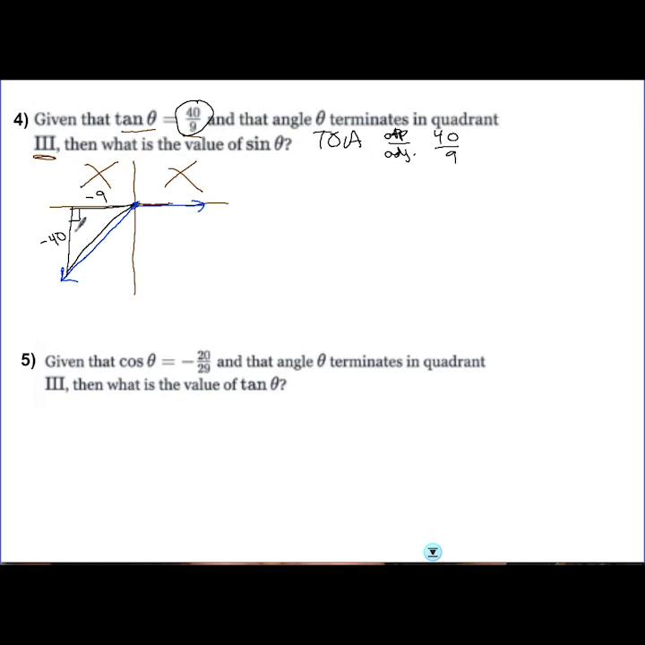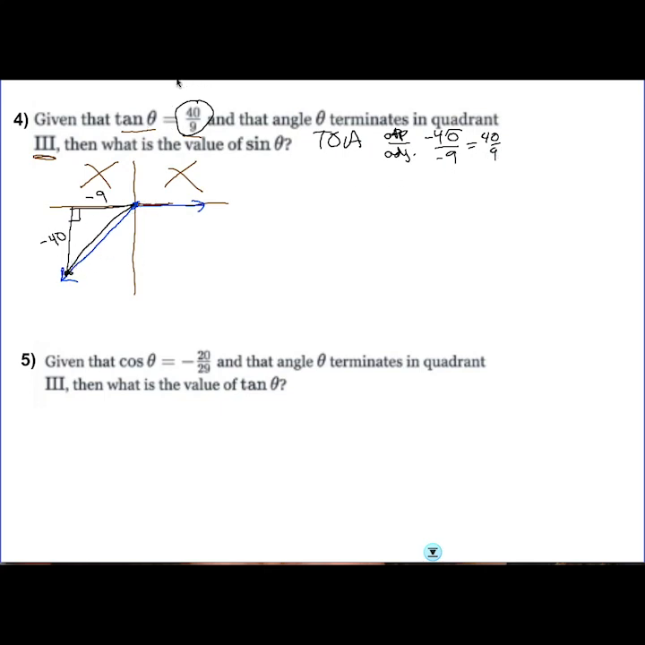Now, the reason why I know those are negative is because of where it's located. It's located in the third quadrant. And so any points in here have coordinates where the x value is negative and the y value is negative. And this also is true, because if you have a negative divided by a negative, that does end up equaling 40 over 9. So use the picture to help us here.